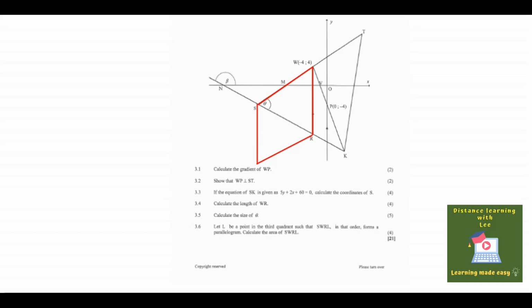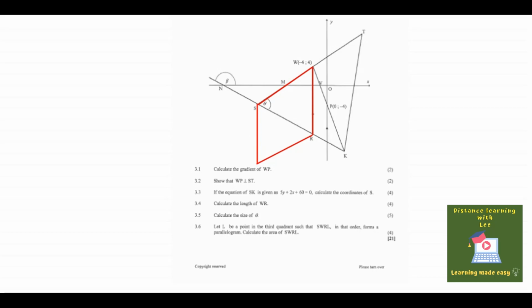In this question, they are testing to see whether you know all the properties of a parallelogram that will help you to calculate the area of the parallelogram SWRL. So what do we know about the properties of a parallelogram? We know that the opposite sides are parallel. We know that the opposite sides are congruent as well as the opposite angles. We know that the consecutive angles are supplementary. And we know that the diagonals bisect each other at 90 degrees.